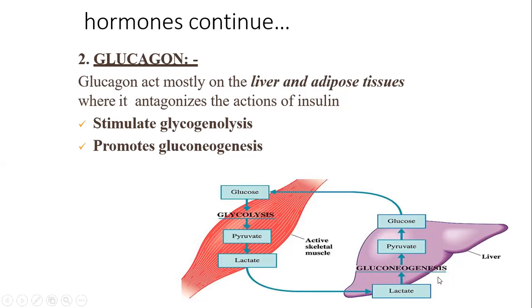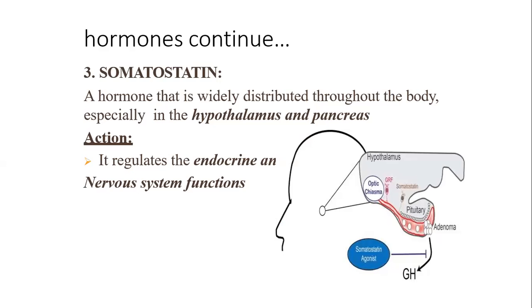This is gluconeogenesis, and here is the glycolysis. So all such processes are promoted by glucagon. Then somatostatin. This is a hormone which is secreted from delta cells of islets, and it is widely distributed throughout the body, especially in the hypothalamus and pancreas region. Its action is to regulate the endocrine and nervous system function. So this is the action of various hormones of islets of Langerhans.